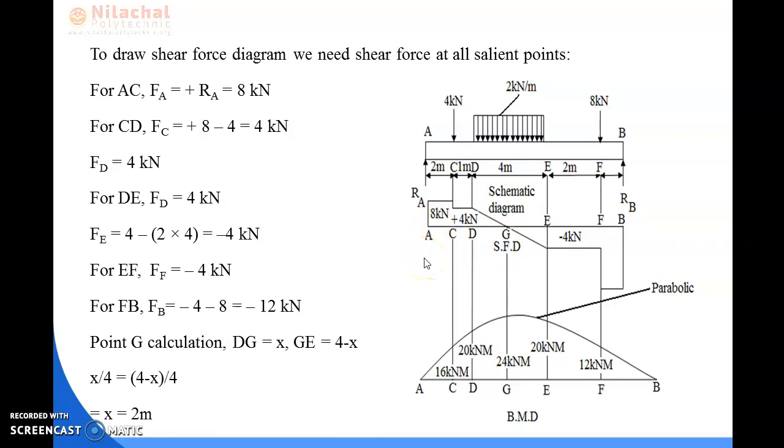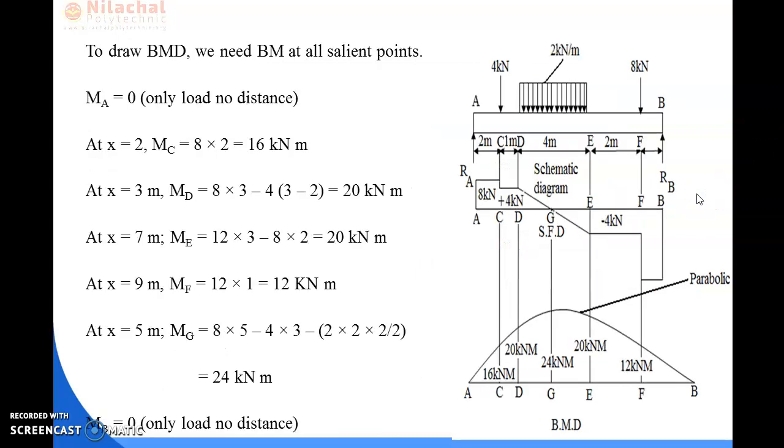Hence, the bending moment at point G will give the maximum value of BM. So now we will calculate the bending moment, and after that we will draw the bending moment diagram as per the values.